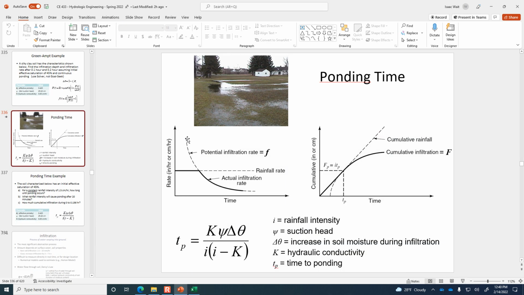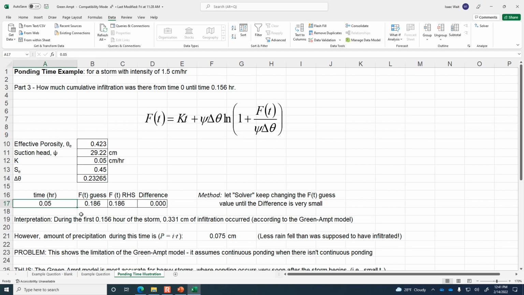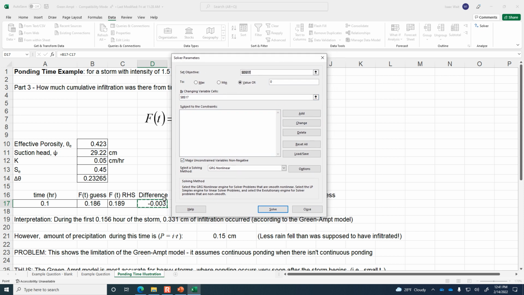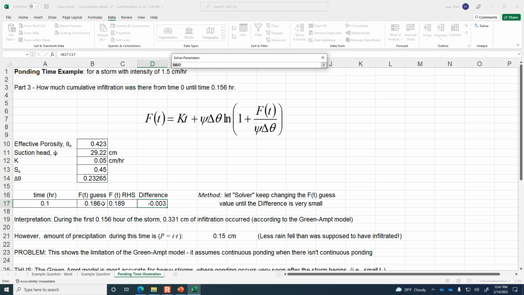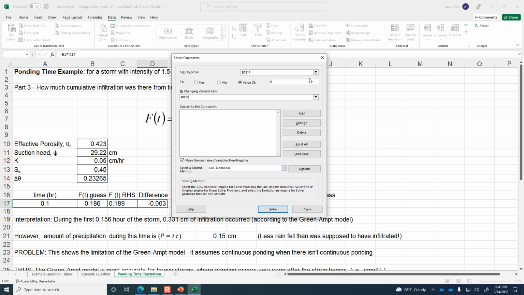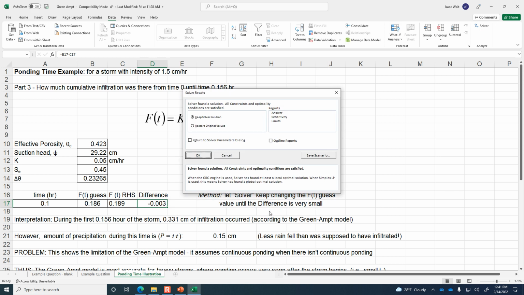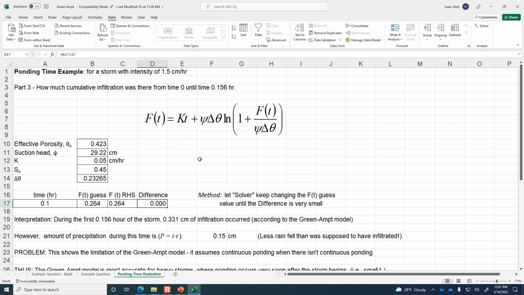So we're to the left of this point. We're at the point where the capacity for the soil to infiltrate water is still higher than the precipitation rate. And so if we did another time, 0.1 hours, then we would have to run the goal seek again. So same as before, we're still getting the difference to 0 by changing this guess. Oh, our objective is this by changing that. Okay, solve. Okay, we're getting closer.